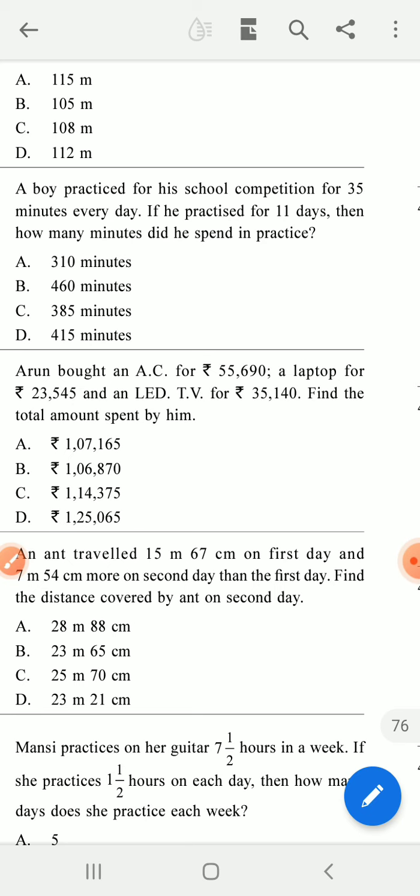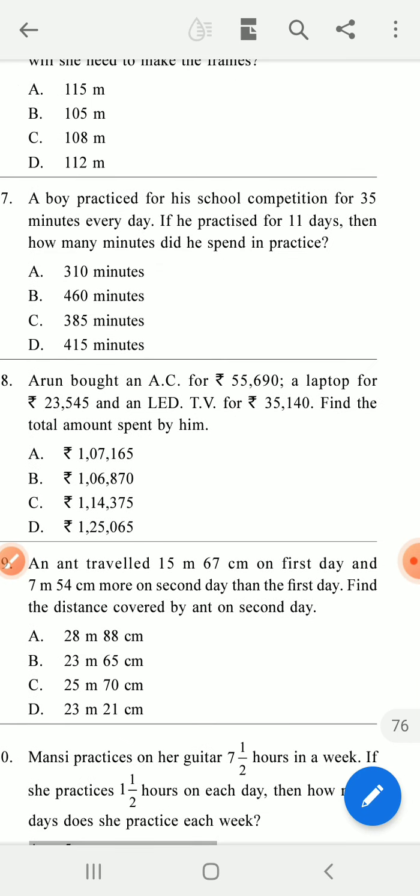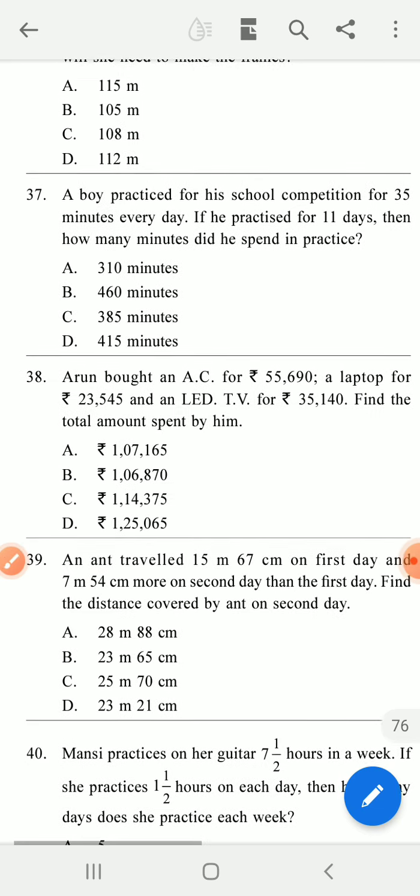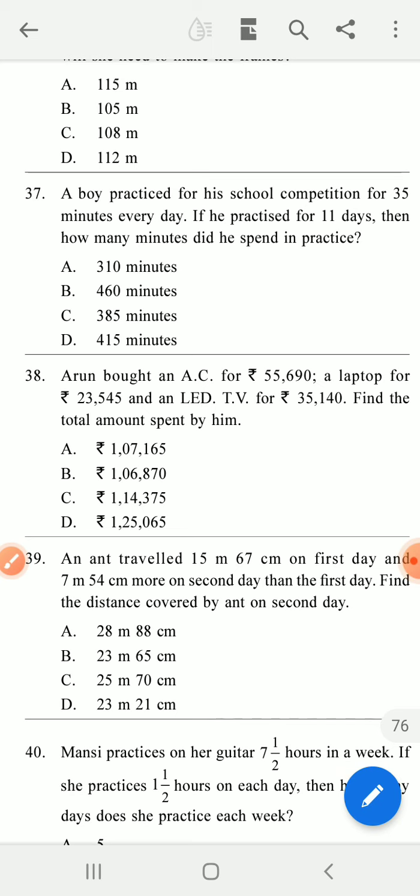A boy practices for his school competition for 35 minutes every day. He will practice 11 days. So find out in 11 days how many hours. In 1 day there are 24 hours, in 11 days 11 into 24. Now multiply this value with 35. Then you get the number of minutes as the answer to 37. C is the answer.